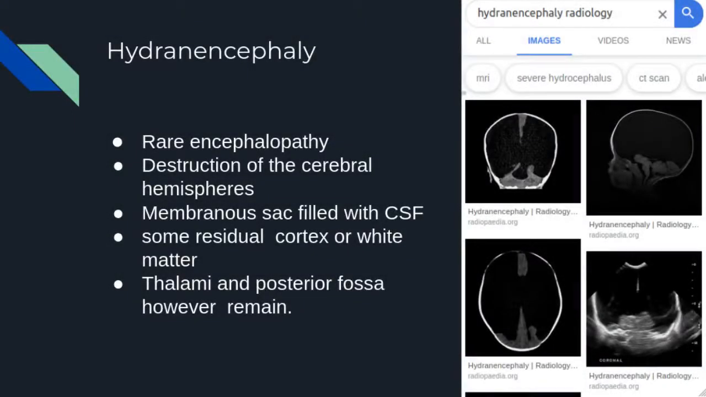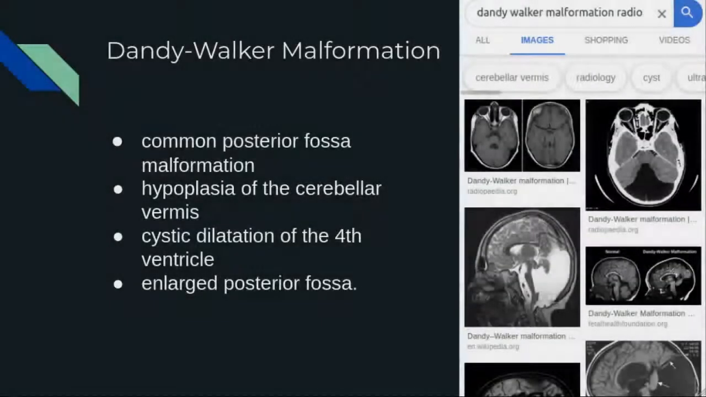Hydranencephaly. It's a rare encephalopathy where you have destruction of the cerebral hemispheres, leaving only a membranous sac filled with CSF and some residual cortex or white matter. Thalami and posterior fossa, however, remain. So what is Dandy-Walker malformation? One of the most, if not the most, common posterior fossa malformations where you usually have hypoplasia of the cerebellar vermis. You can also have cystic dilatation of the 4th ventricle, as well as an enlarged posterior fossa.